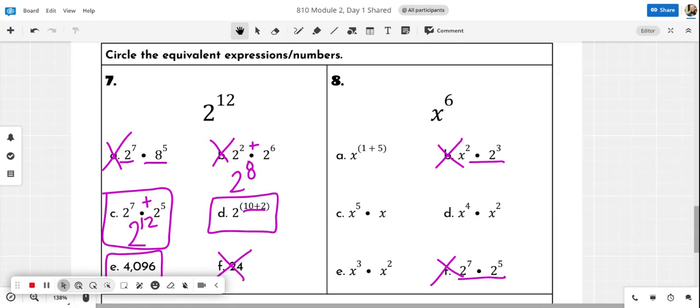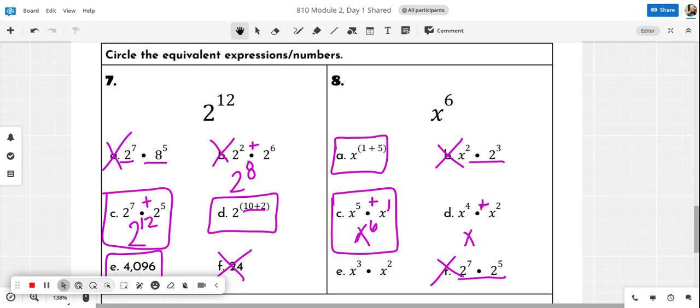Looking at A, in my parentheses, 1 plus 5, which is 6, so that one works. Looking at C, notice I have a number without an exponent. So remember that's an invisible 1. So thinking about 5 plus 1, which is 6. So this one works. D, again, I'm adding 4 plus 2, which is 6. So that works. Then the last one, 3 plus 2, that is not 6. So that does not work.